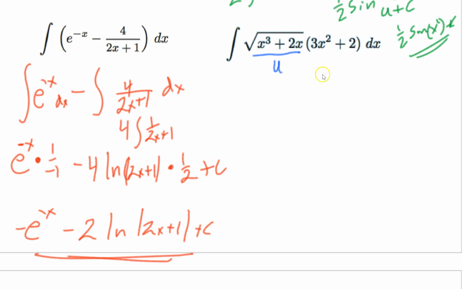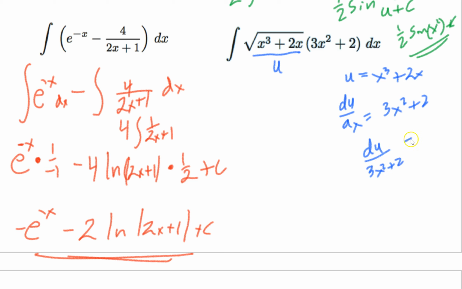Our u is going to be x cubed plus 2x. Take the derivative of both sides. du/dx equals 3x squared plus 2. Multiply both sides by dx, divide by 3x squared plus 2. You're going to get du over 3x squared plus 2 equals dx. The whole point of that is now I can plug this in. So instead of this dx right here, I'm going to have the same variable. I'm going to plug this guy in. So it looks like this.